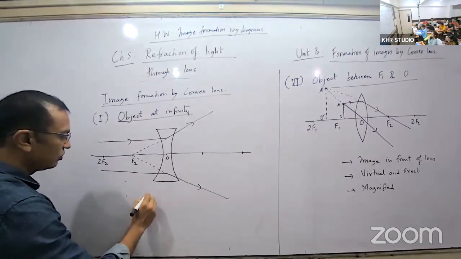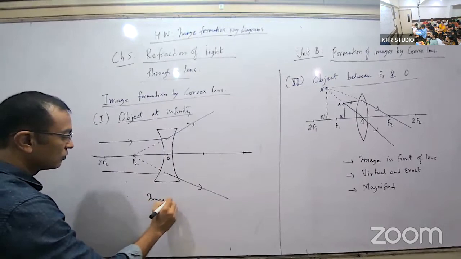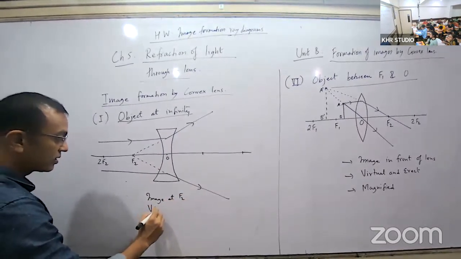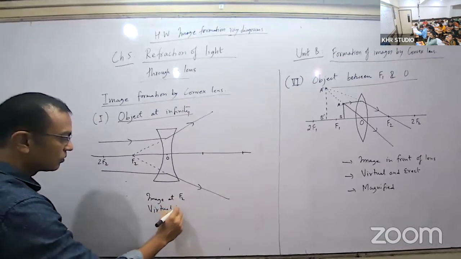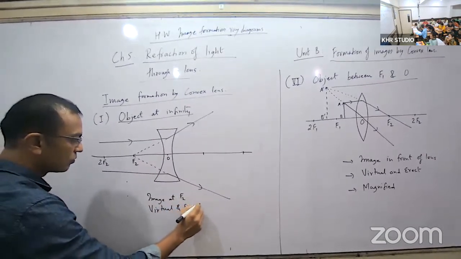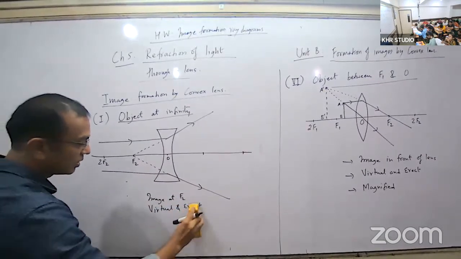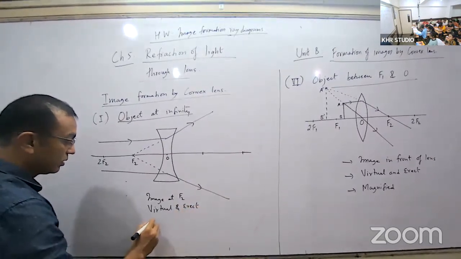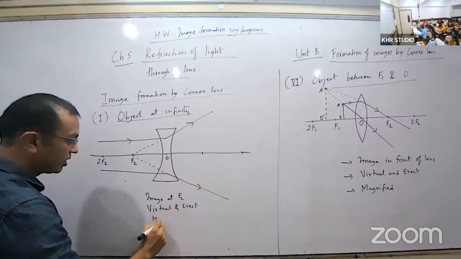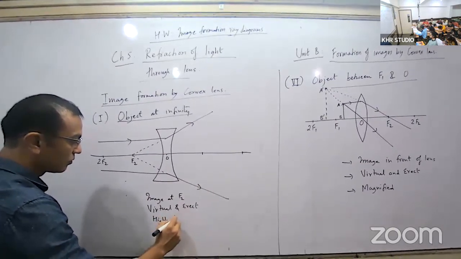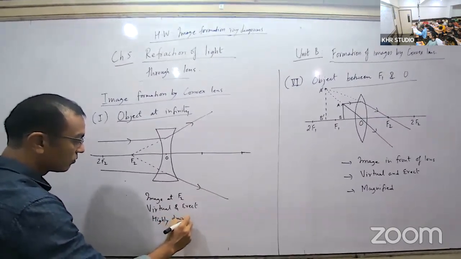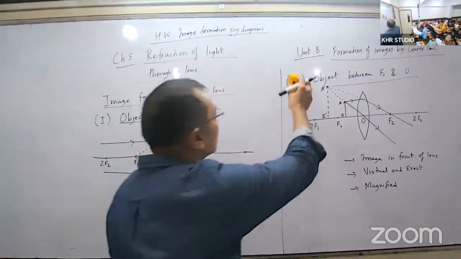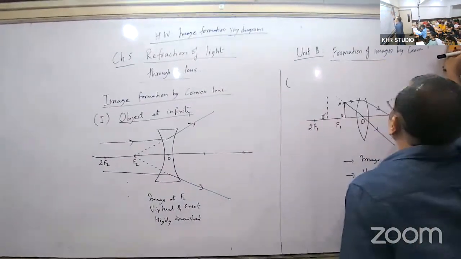Image at F2. Real and virtual and erect? Virtual and erect, yes. Single arm. Then highly diminished. Second, what is it?